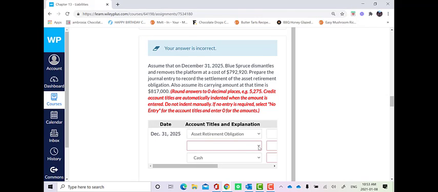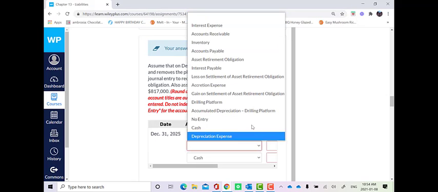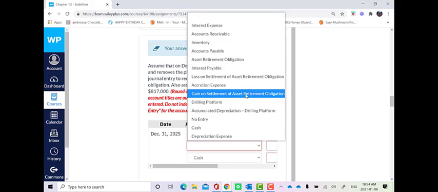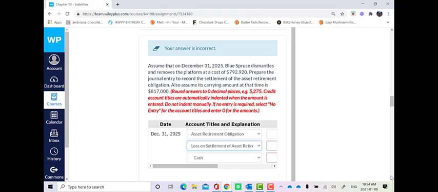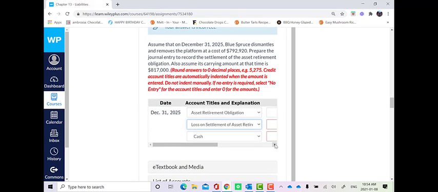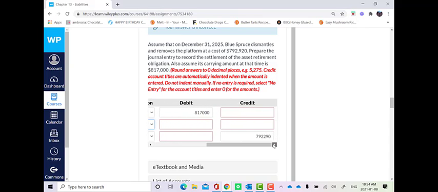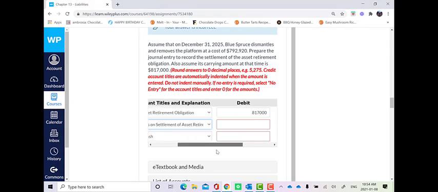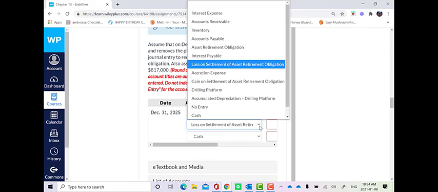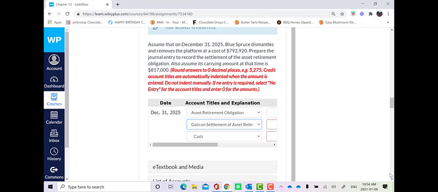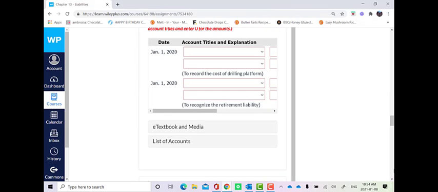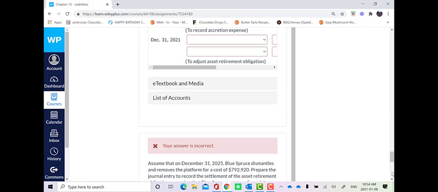I'm assuming we have a gain or a loss on asset retirement obligation. There we go. So this is going to be a debit, so it's going to be a loss. Okay, so we estimated it was going to cost us $817. It only cost us $792. Sorry, it's going to be a credit, so this will be a gain. And let's just check and see if that works out.